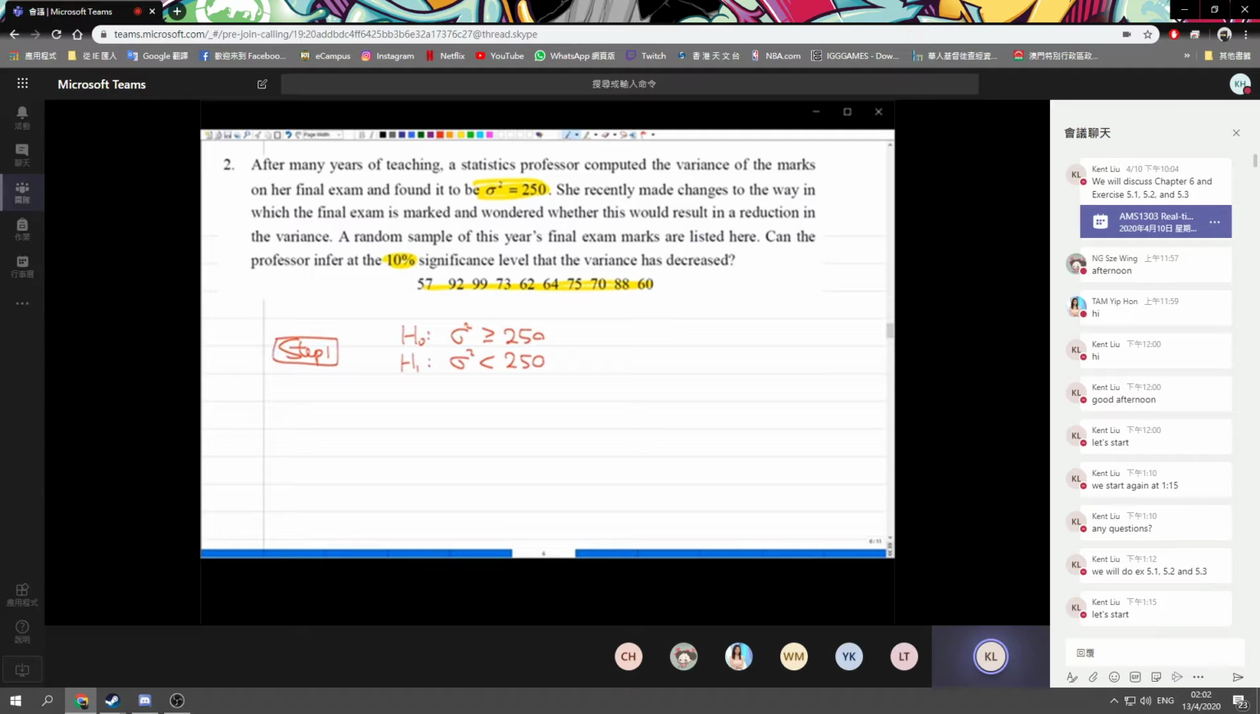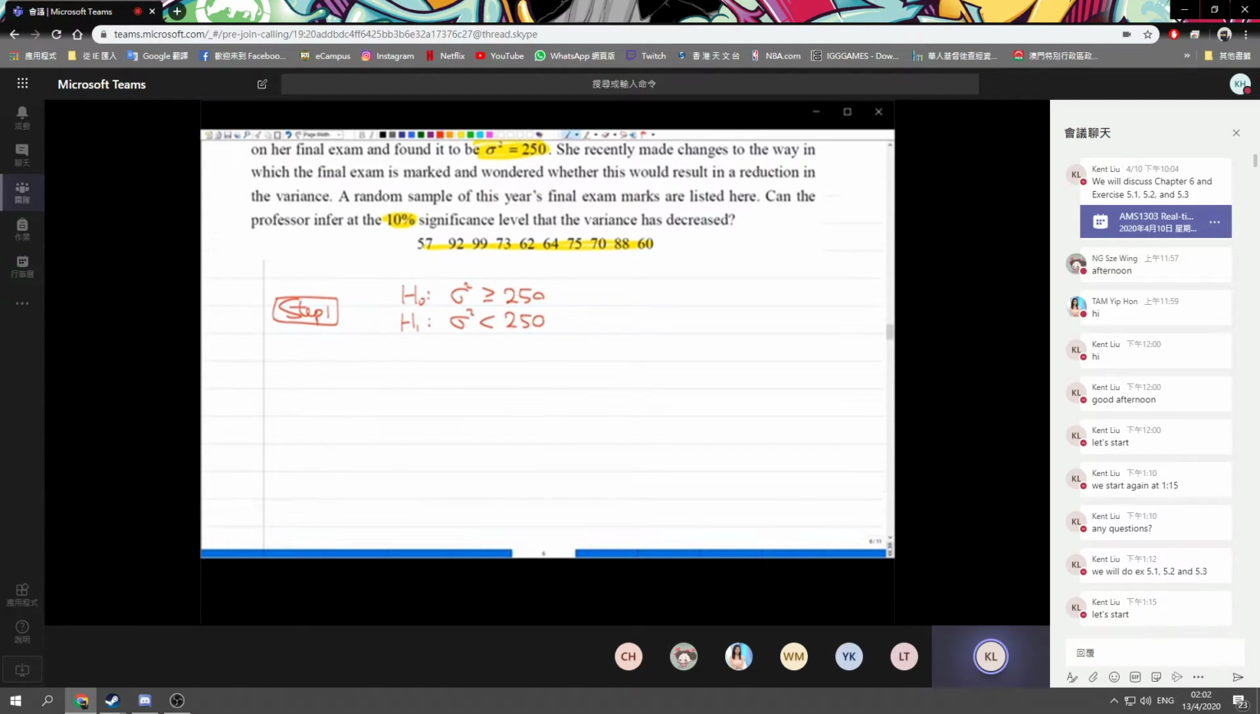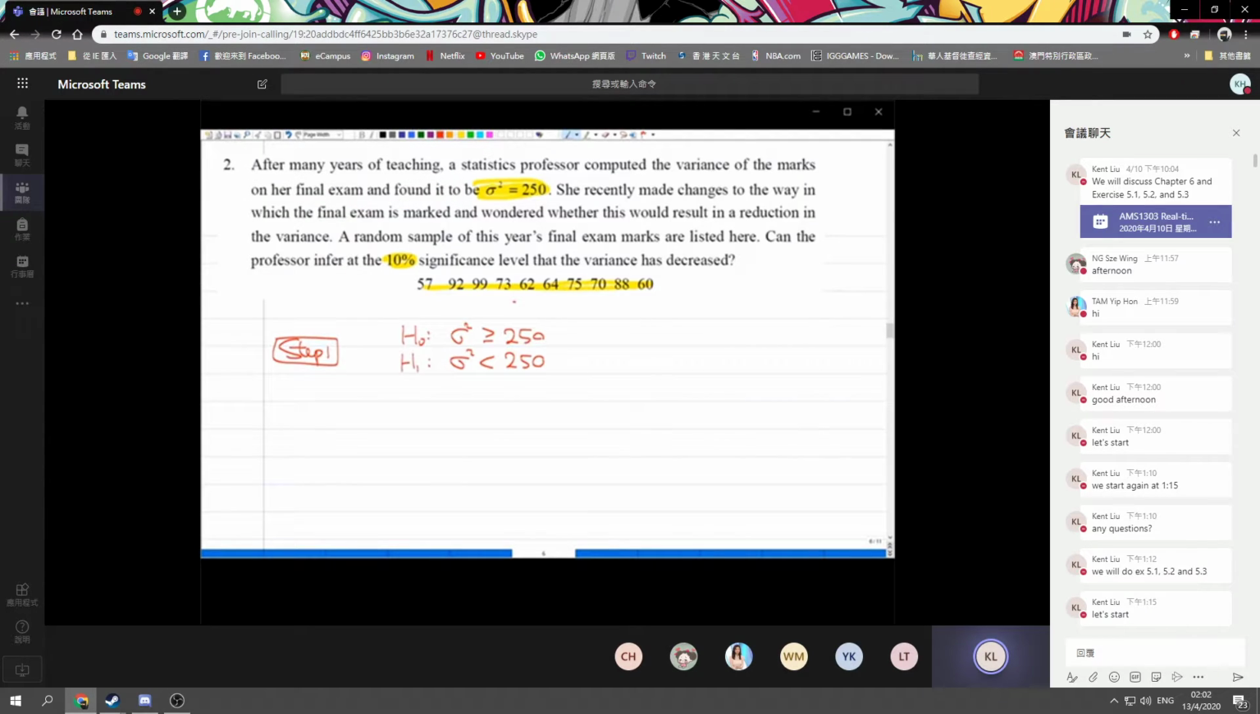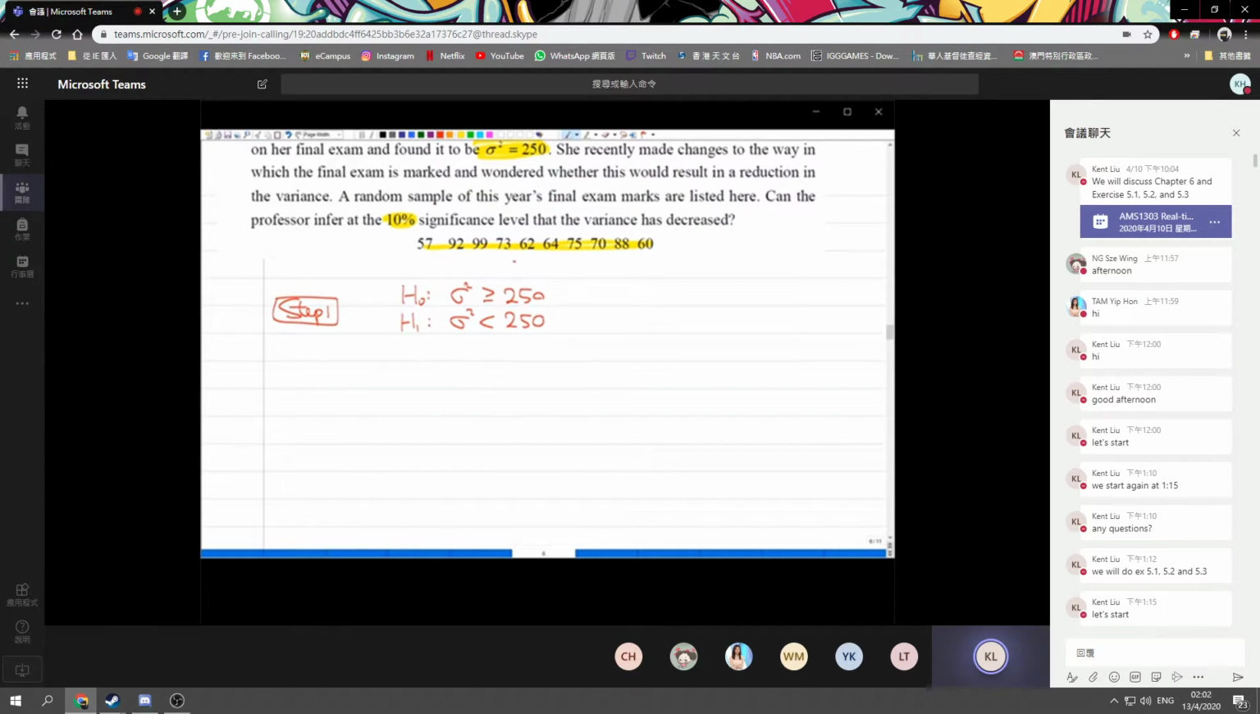And this is our step 1. And what is the next step? Sorry. So our next step is to calculate the test statistic. And again, it is s squared times (n minus 1) over sigma squared.